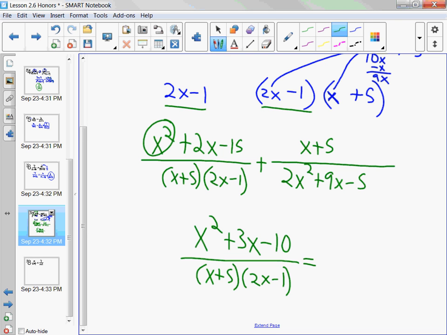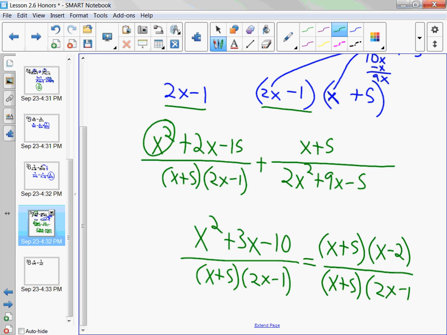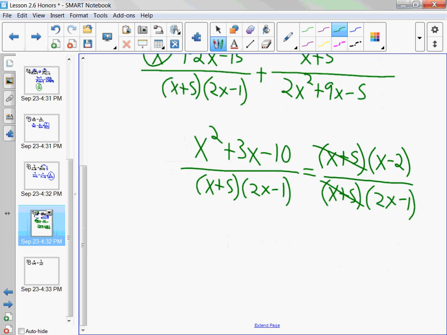I'm thinking of two numbers I can times together and get -10 and add together and get 3. And I think x plus 5 times x minus 2 will work. And that works out nicely because now we have a common factor of x plus 5 on the top and bottom. So the x plus 5's cancel out, and I get x minus 2 over 2x minus 1. And that is my answer.